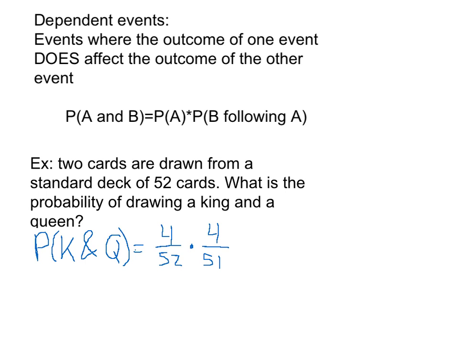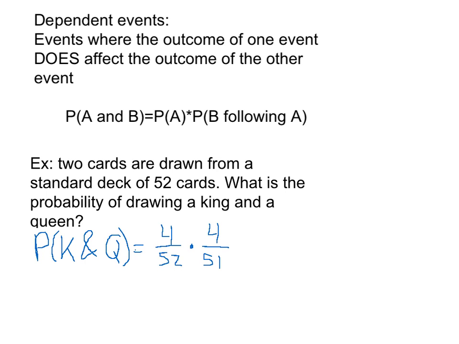And that's why this is an example of dependent events. Because once I draw that first card, that does affect the outcome of my draw for the second card. It's not a big difference. It just turned this denominator from a 52 to a 51, but it did change it. It affected it in some way. So that's why drawing 2 cards is an example of a dependent event.